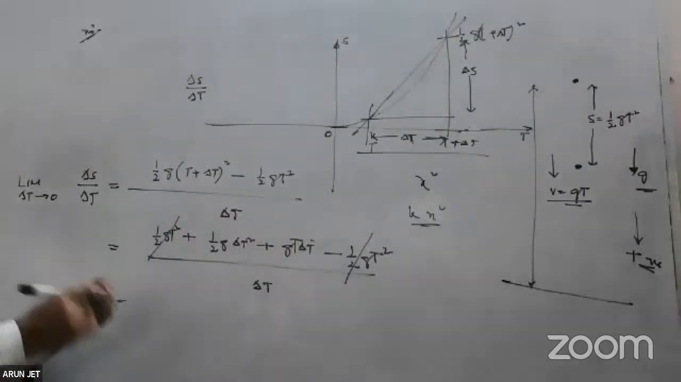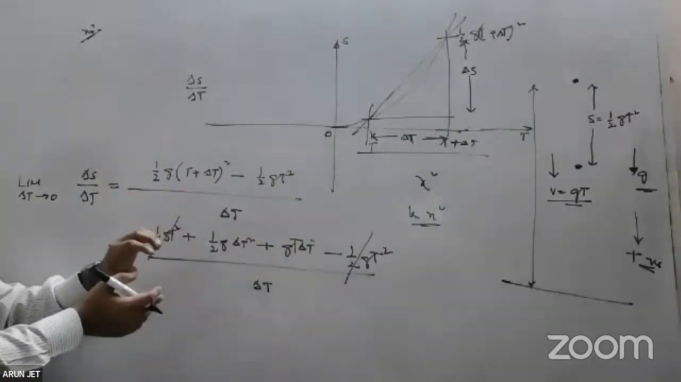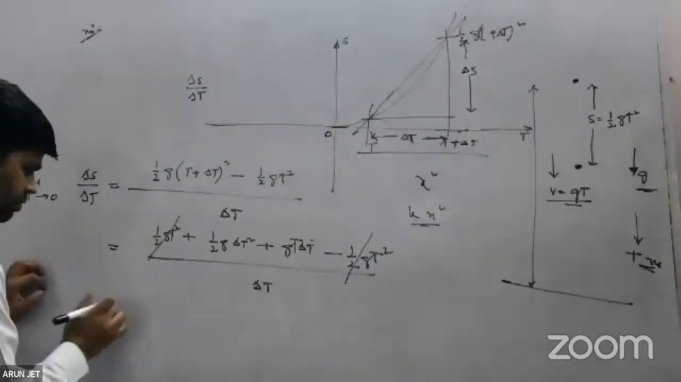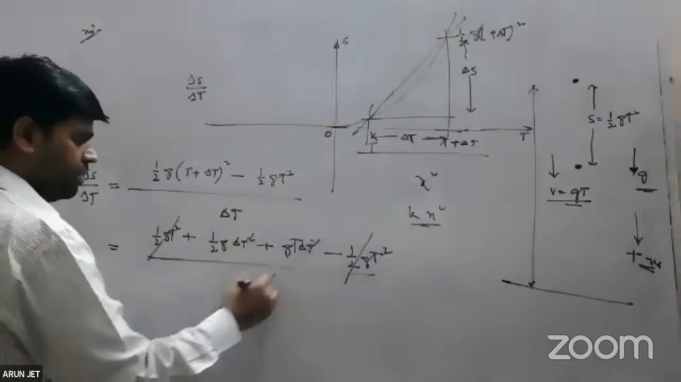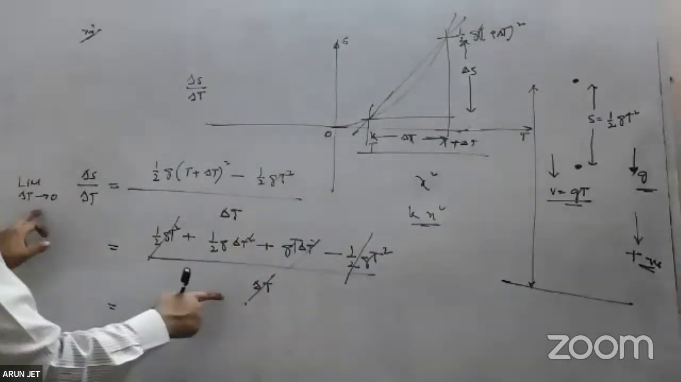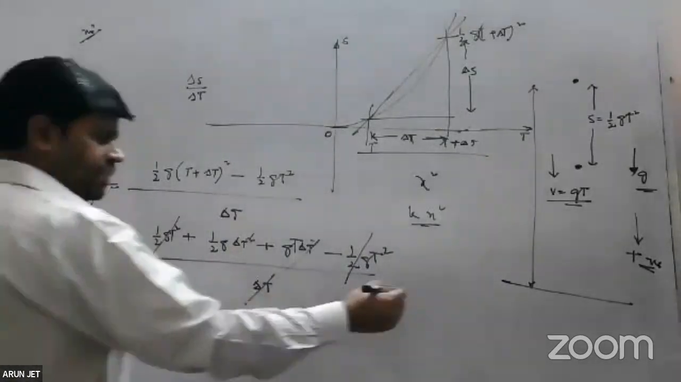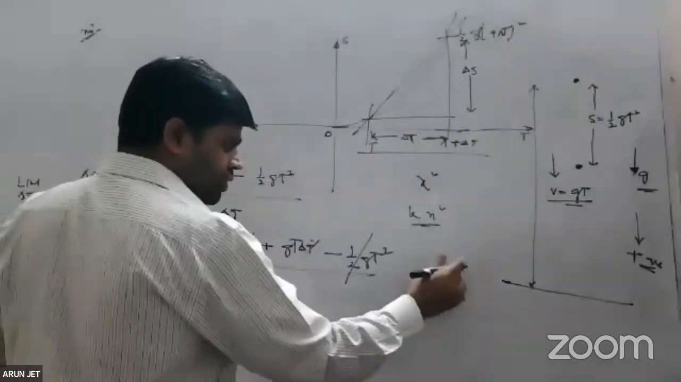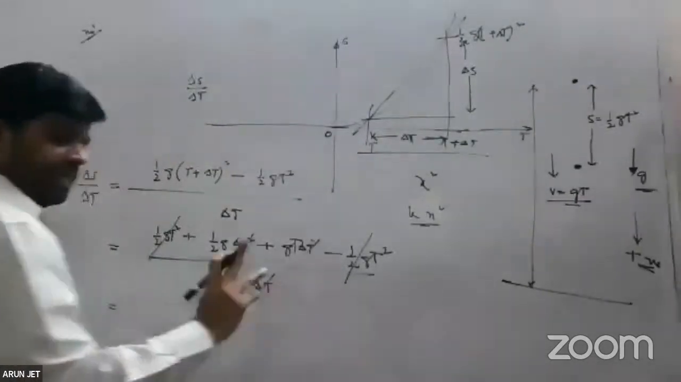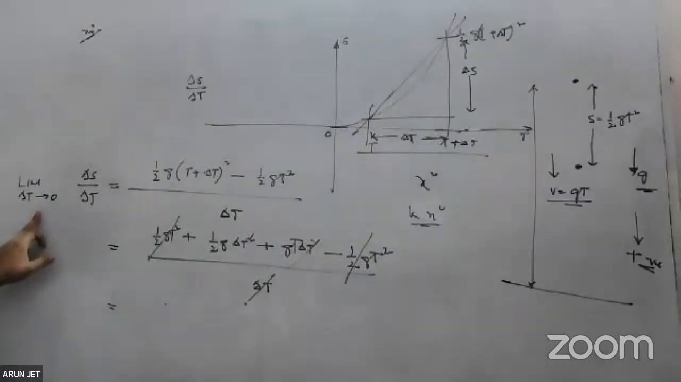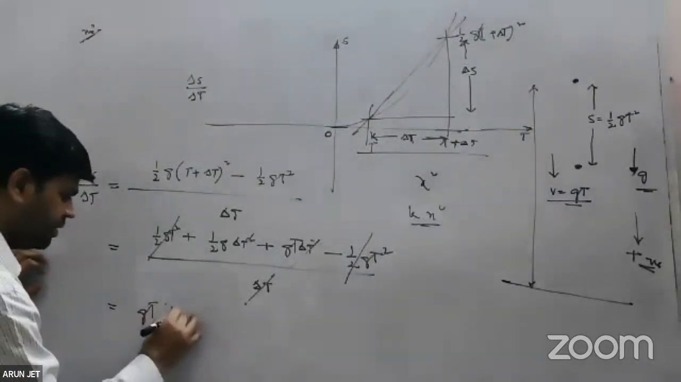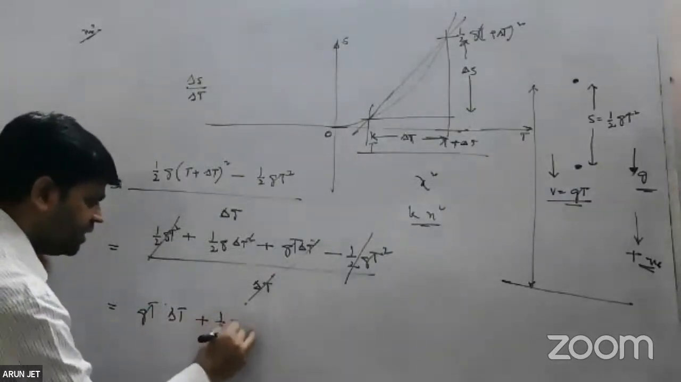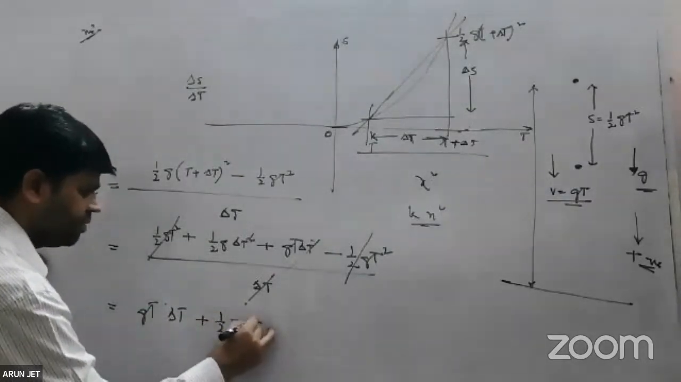Just to skip a step and save space, I've done it. So now delta t also gets cancelled out. Because delta t tends to 0 but is not equal to 0, I can cancel it out. It is not of the form 0 by 0. Delta t is non-zero, it's tending to 0, so I can cancel it out. So I'll get gt plus half g delta t.